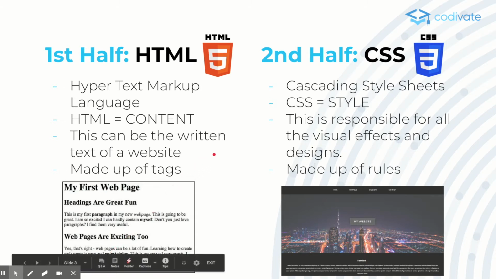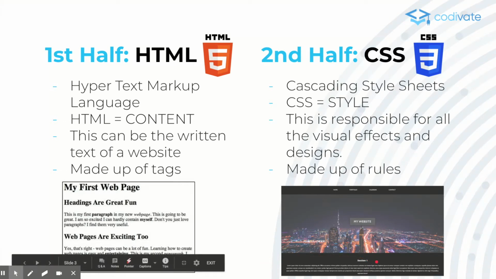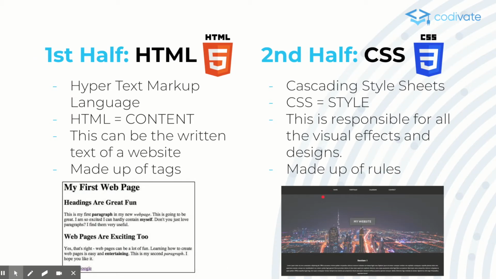CSS, on the other hand, is way more fun. We use CSS to make our webpage look nice and professional. We can use colors, fonts, and many interesting features of CSS to make it look visually pleasing. It is also made up of rules, which we'll get into during the second half of our course. And this is responsible for all the visual effects and designs. And as you can see in the website posted below, it looks like it came from the internet. But first, we have to understand the basics of HTML and get a little practice before understanding how to use CSS.